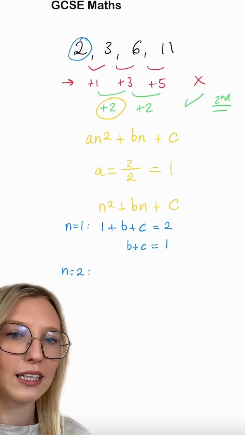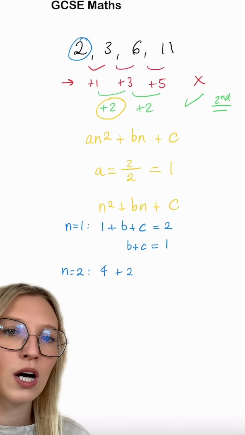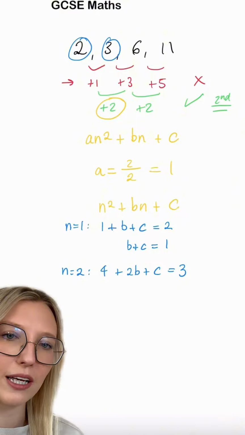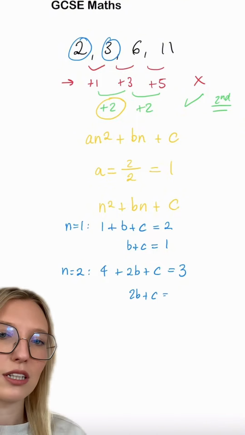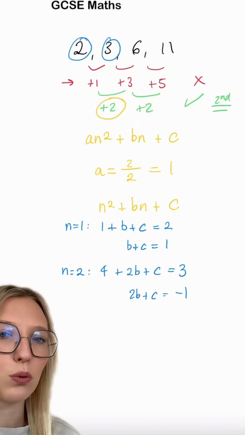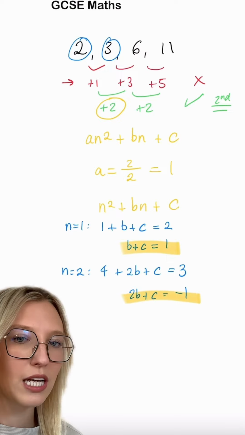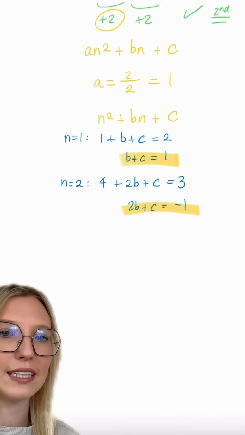Now let's plug in when n equals 2, where we get 2 squared, which is 4, add 2b add c, and that's going to equal our second term, which is 3. Again, rearranging, we're left with 2b add c equals minus 1. Now you'll notice here we've got two equations with two unknowns, so we can solve these using simultaneous equations.